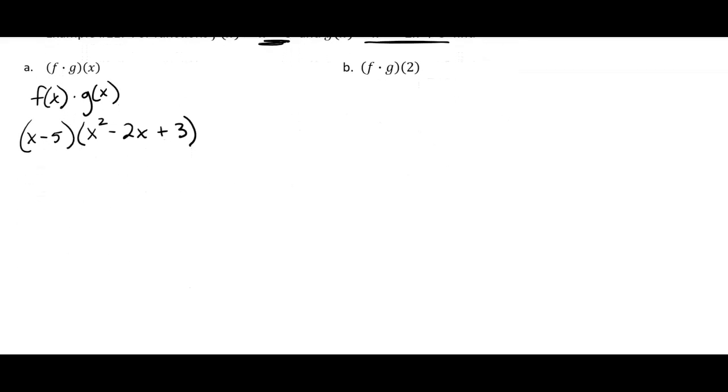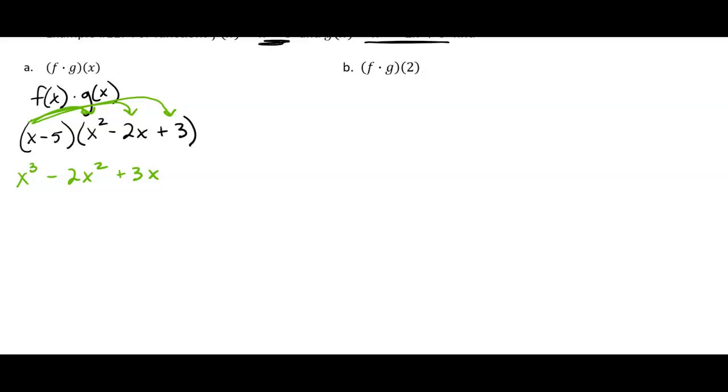Okay, so here we go. We're going to take x times x squared. That's going to be x cubed. X times minus 2x, which is minus 2x squared. X times 3, which is going to be 3x. Now I'll show you a little trick if you do it this way. This is the way I usually do it. You could also use the vertical method.